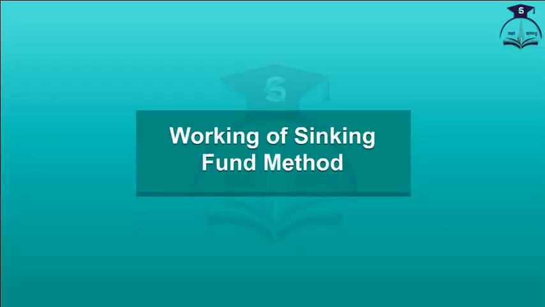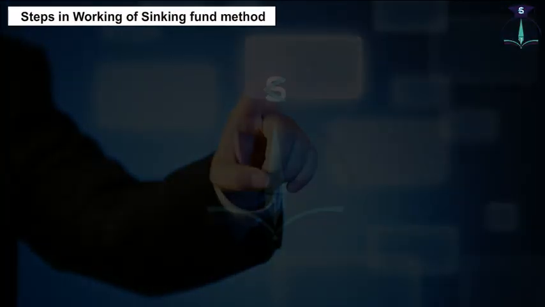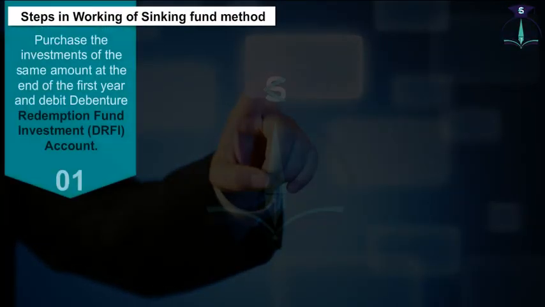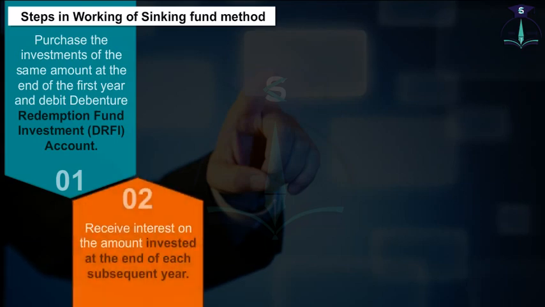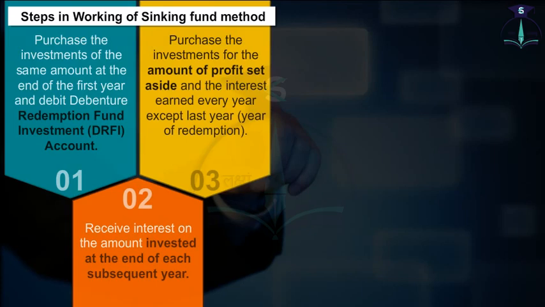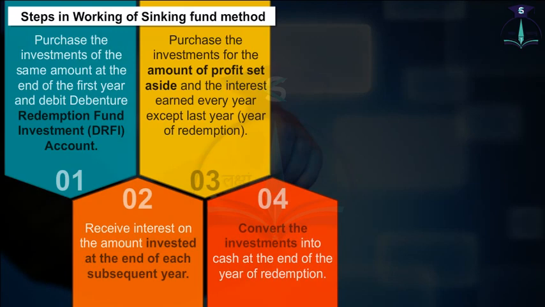Working of sinking fund method. Steps in working of sinking fund method. 1. Purchase the investments of the same amount at the end of the first year and debit debenture redemption fund investment DRFI account. 2. Receive interest on the amount invested at the end of each subsequent year. 3. Purchase the investments for the amount of profit set aside and the interest earned every year except the last year, year of redemption. 4. Convert the investments into cash at the end of the year of redemption.